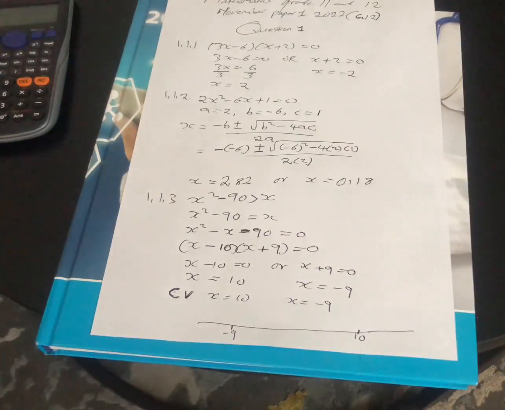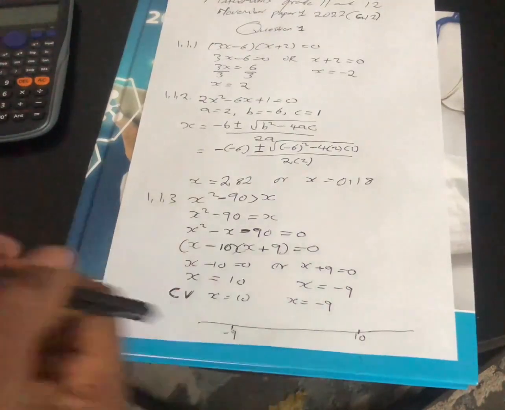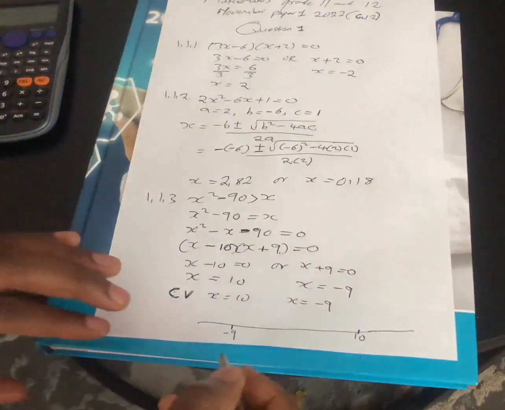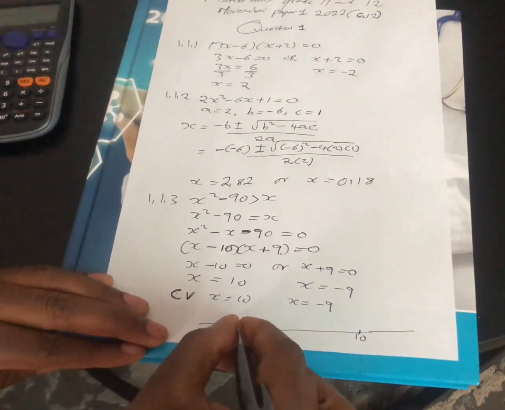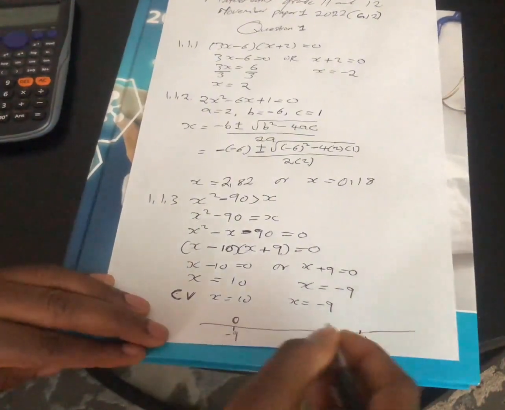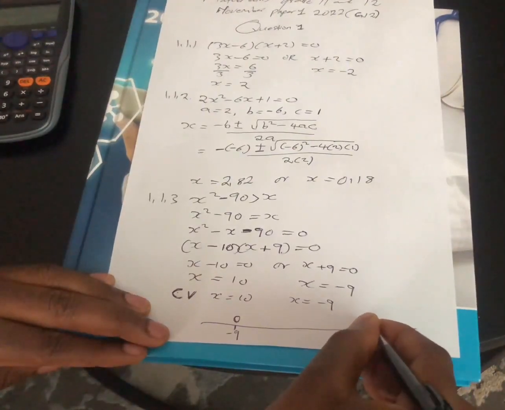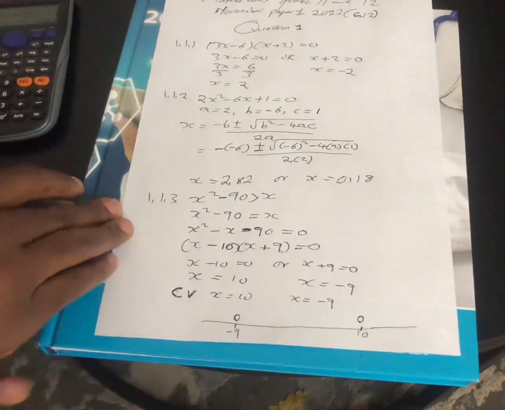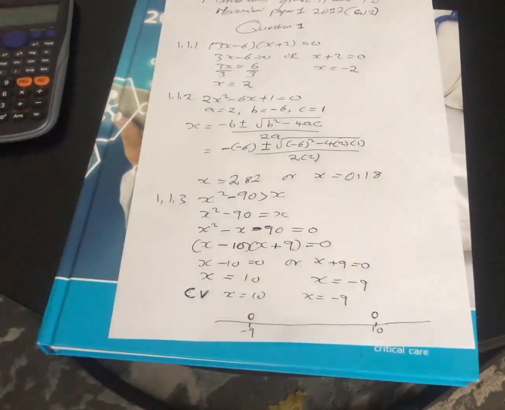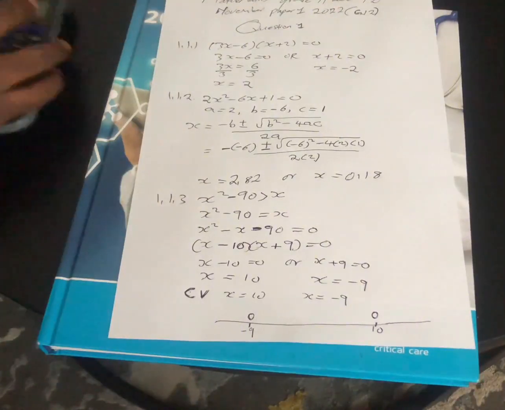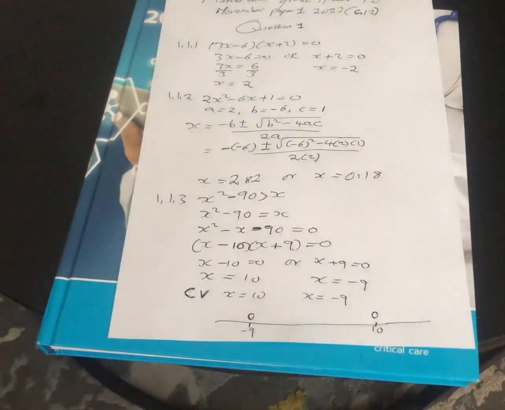So what you need to do now, you just have to represent the greater than in the number line. We use small circles because our values are not included. And you must be able to interpret this sign. We know that it is greater than. It means that we are looking for a place where this quadratic is positive.